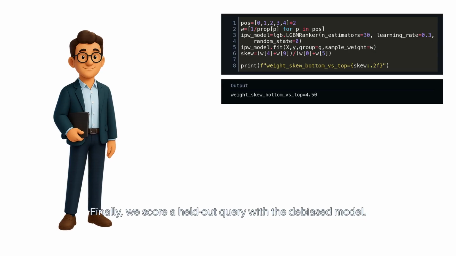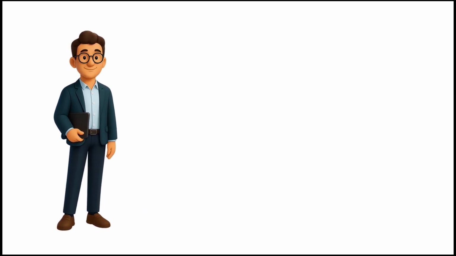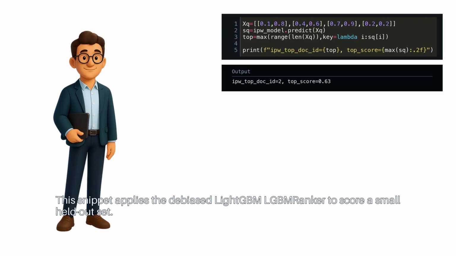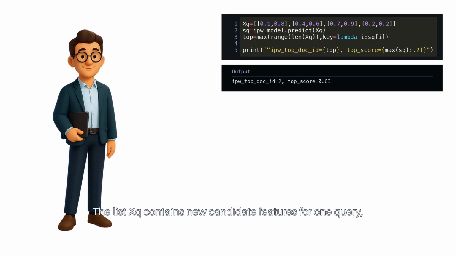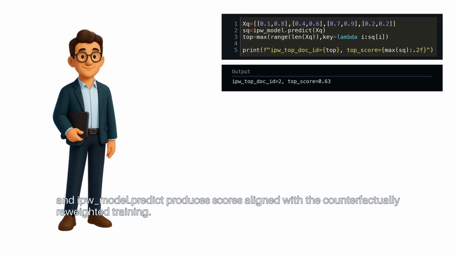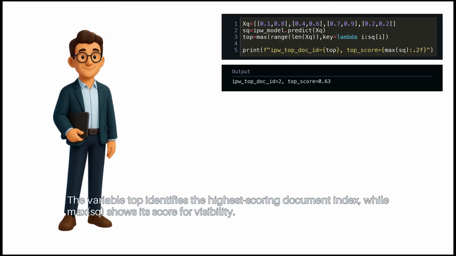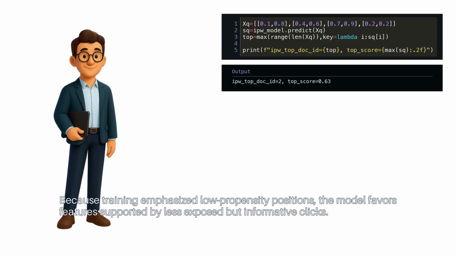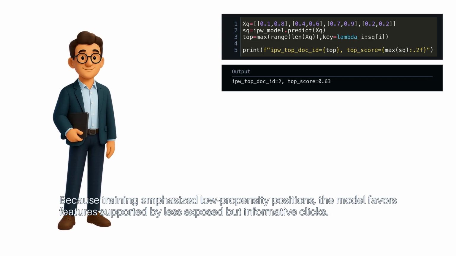Finally, we score a held-out query with the debiased model. This snippet applies the debiased LightGBM LGBMRanker to score a small held-out set. The list XQ contains new candidate features for one query, and the IPW model's predict produces scores aligned with the counterfactually reweighted training. The variable top identifies the highest scoring document index, while max of sq shows its score for visibility. Because training emphasized low propensity positions, the model favors features supported by less exposed but informative clicks.